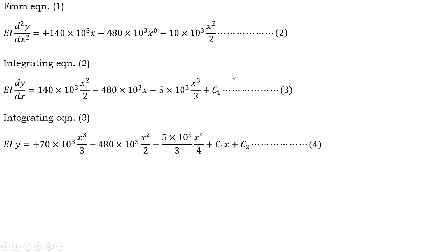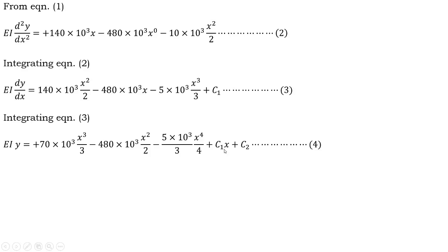Once again I need to integrate this equation number 3. So when I integrate, once again d by dx will get cancelled, left with y. So this 140 by 2 is 70 into 10 to the power of 3, x square is x cube by 3. Then minus 480 into 10 to the power of 3 as it is, x is x square by 2. Then minus 5 into 10 to the power of 3 divided by 3 as it is, x cube is x raised to 4 divided by 4. Then constant as it is, integration of constant is x. Then for this entire integration the constant is c2.